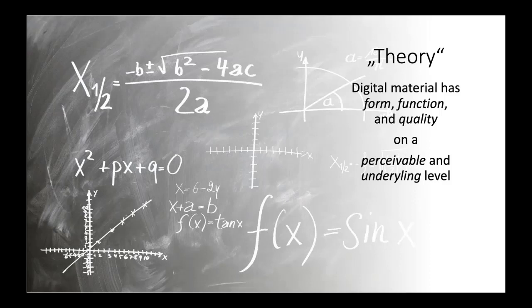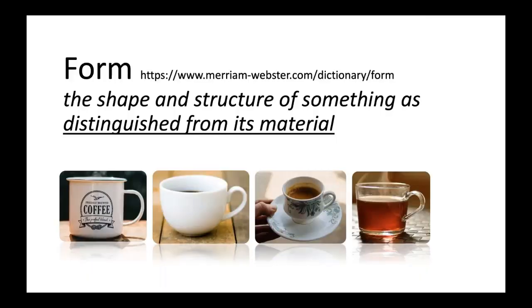Before I go into the terms with respect to digital, I want to share some definitions of the underlying terms. Form is, from the Merriam-Webster dictionary, defined as the shape and structure of something as distinguished from its material. Here you see four different cups and all have more or less the same form, but with different material. And the material, of course, has different properties. It has different colors. The glass, for example, is transparent. They have different abilities to take hot or cold coffee, and it's really something that you can see.